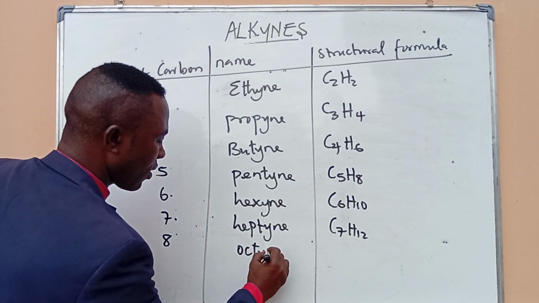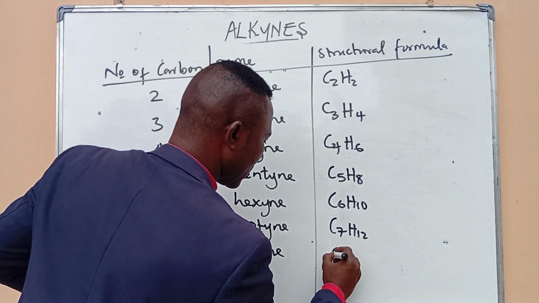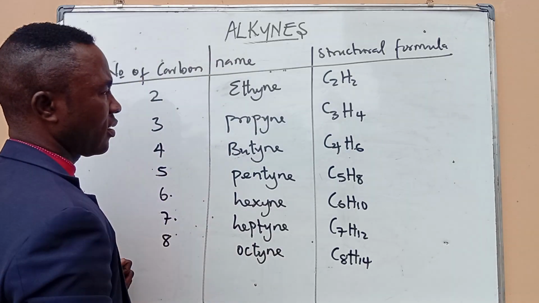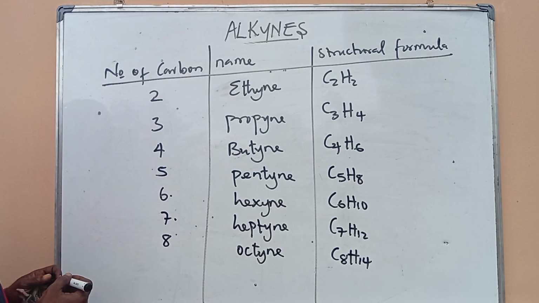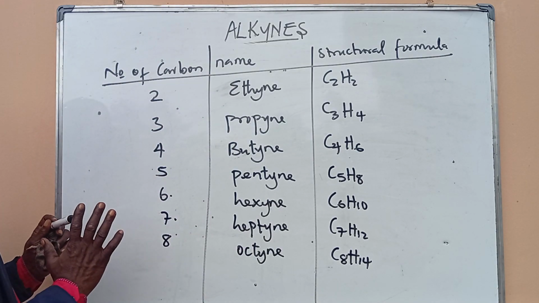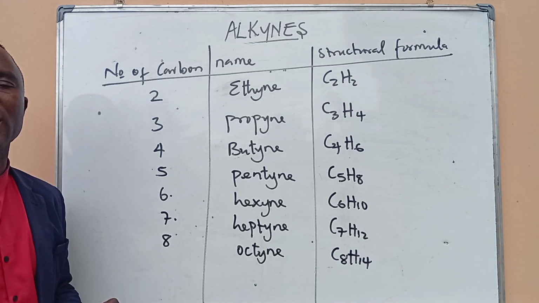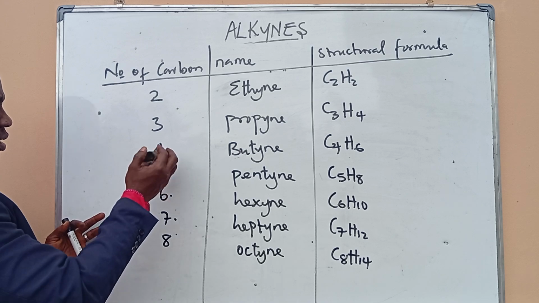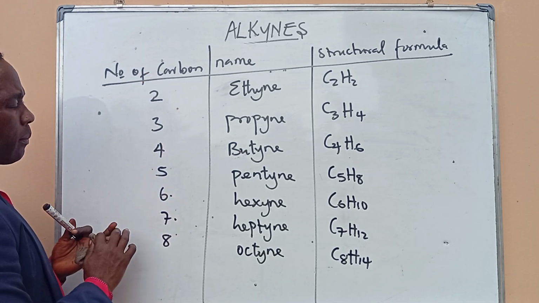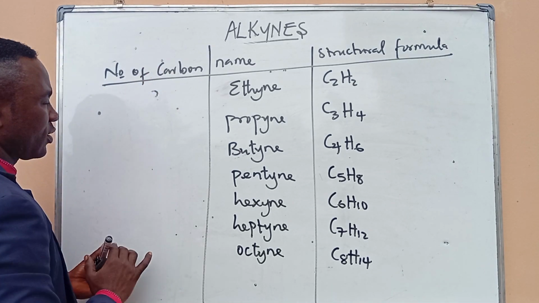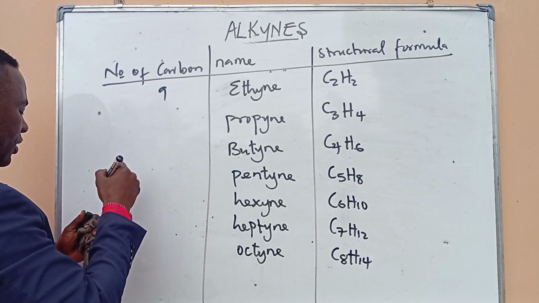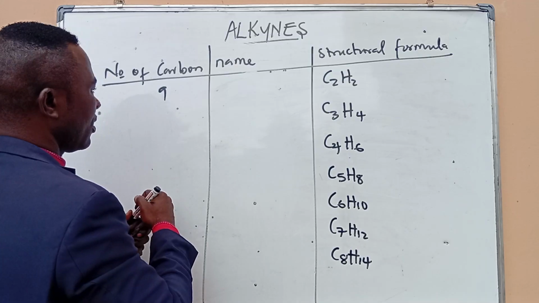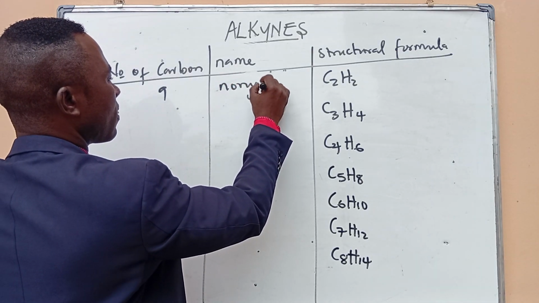Number 8 is octyne. Octyne is C8H14. So these are the first 8 members of the alkyne series. We can go on. Let us go to number 9. The 9th member of the alkynes is nonyne.